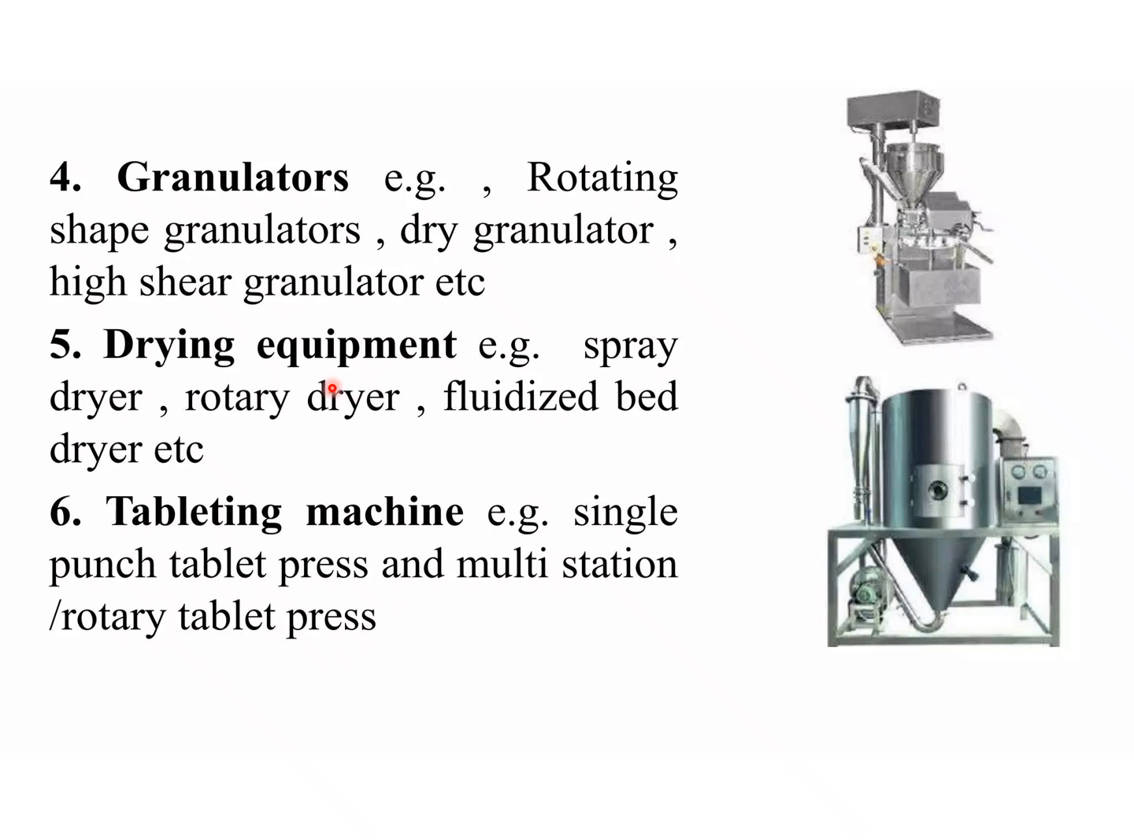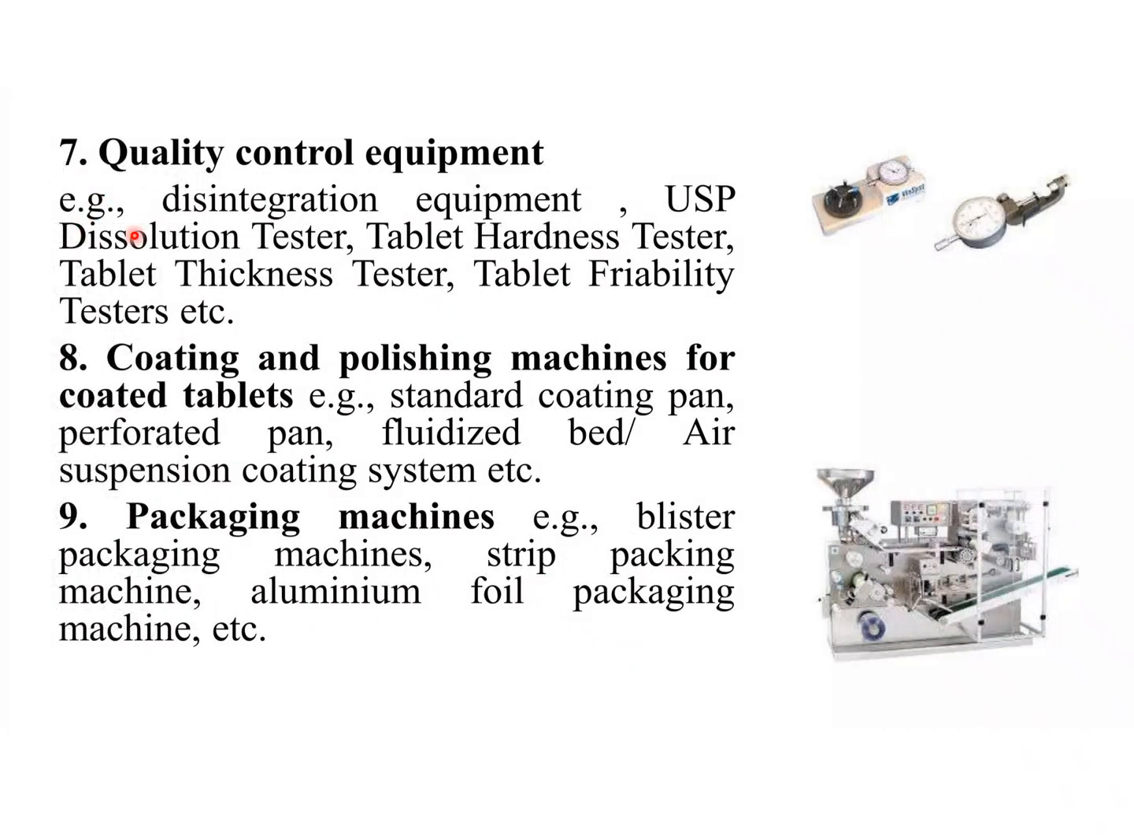Then for drying, different drying equipments like spray dryer, rotary dryer, fluidized bed dryer are used. Then tableting machine. This is usually a compression machine. So single pass tablet press or multi-station rotary tablet press are used. QC equipments, for example, disintegration equipment, USP dissolution tester, hardness tester, thickness tester, friability testers, these are used.